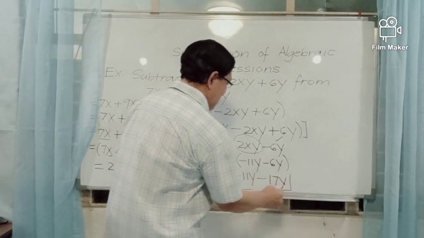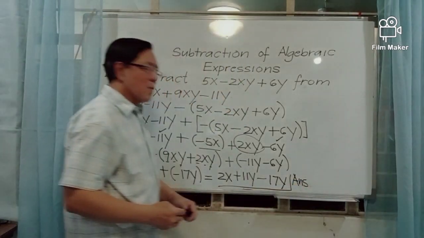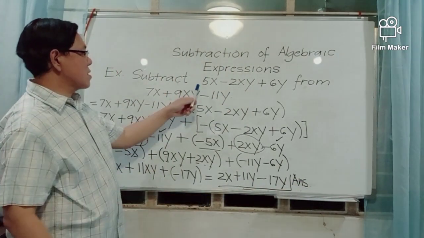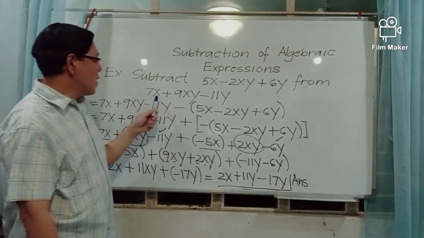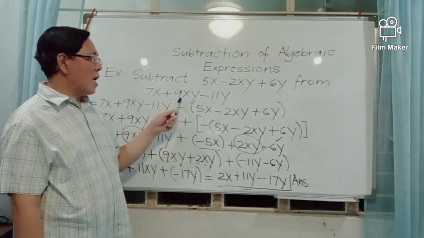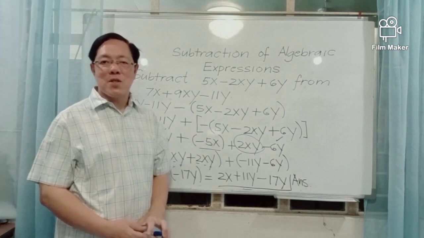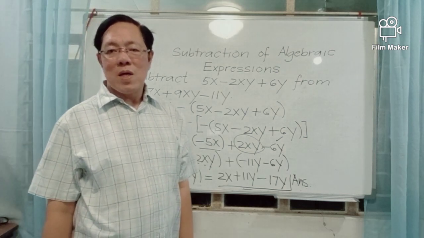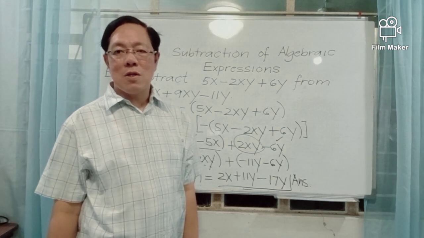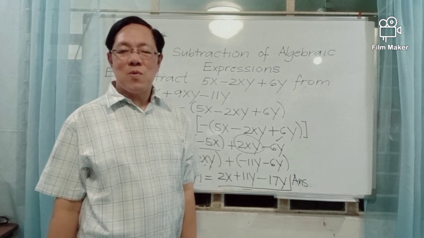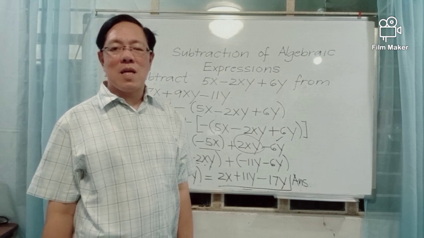And this is the answer, or the difference, when we subtracted 5x minus 2xy plus 6y from 7x plus 9xy minus 11y. Just as in addition of algebraic expressions, whether you perform subtraction vertically or horizontally, you will get the same result.